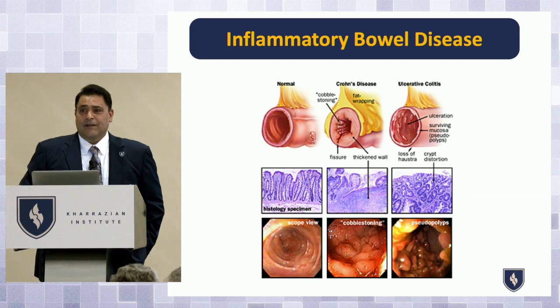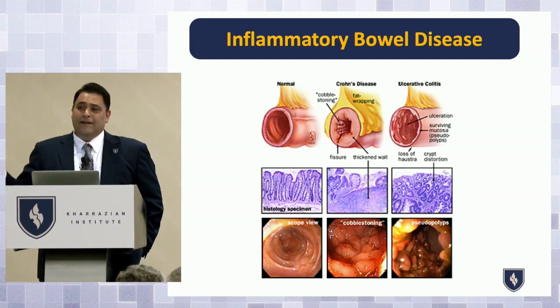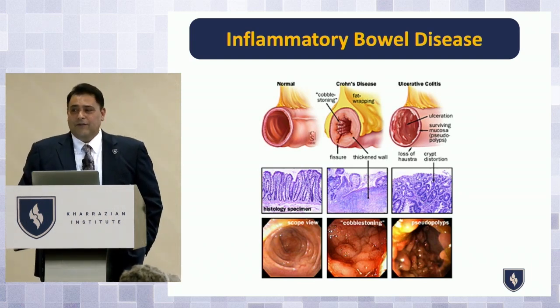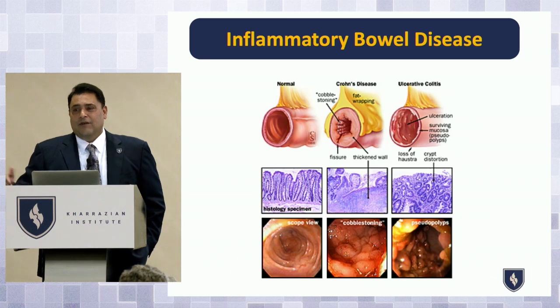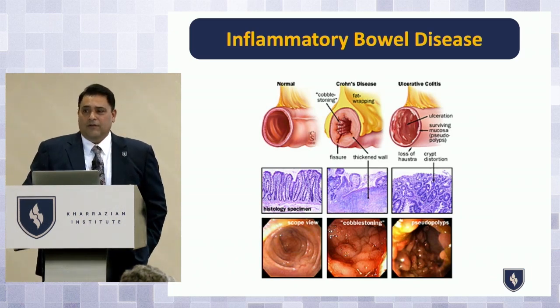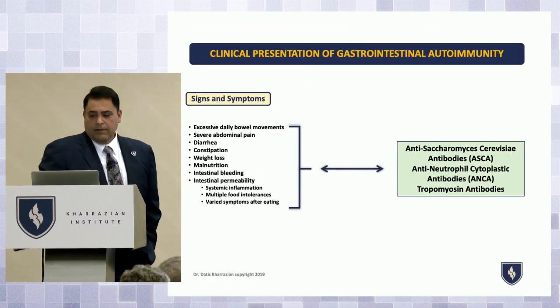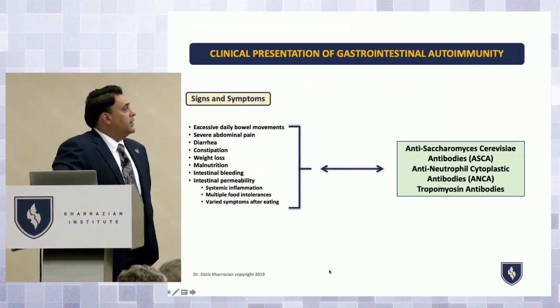Someone comes in and goes, hey, I have interstitial cystitis, but I never have any infections. Nothing really helps it. It gets worse when I'm under stress. You run tropomyosin antibodies, you know they're going to have an ongoing gut autoimmune problem too. Okay? So these are the different symptoms.